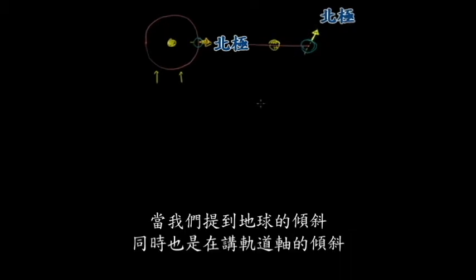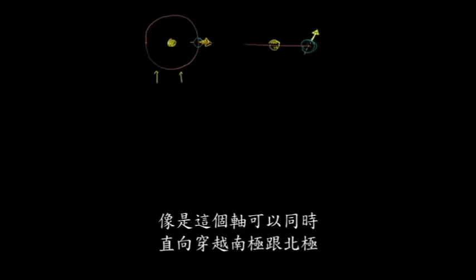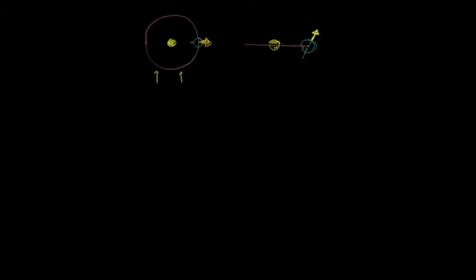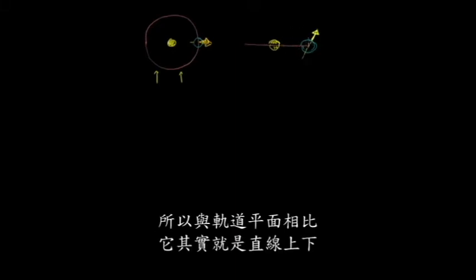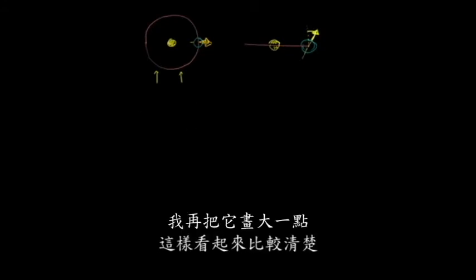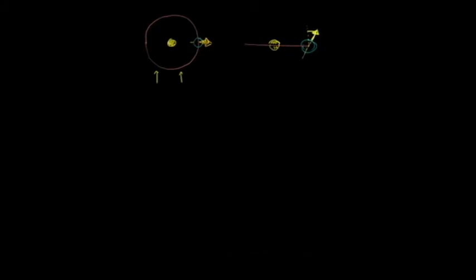And so when we talk about the tilt of the Earth, we're talking about the tilt of its rotational axis, kind of this pole that could go straight between the South Pole and the North Pole. The angle between that and a pole that would be at a 90-degree angle, or perpendicular, to the plane of its orbit. So this right here is the angle of Earth's tilt. Let me draw that a little bit bigger just so it becomes a little bit clearer.